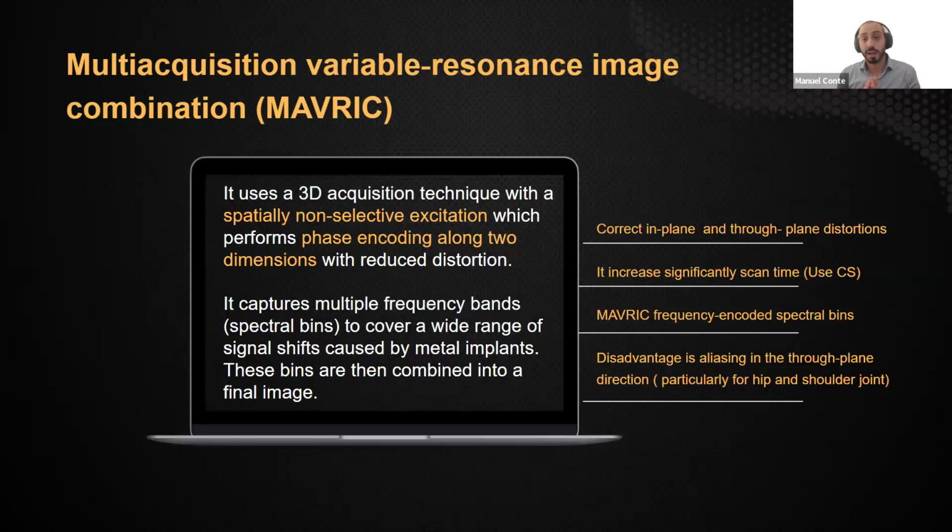MAVRIC is good because it corrects in-plane artifact and through-plane distortions. Again, it increases the scan time significantly. So again, use compressed sensing if you have it, of course. Use frequency encoding spectral bins. The disadvantage is that there is aliasing in the through-plane direction, especially for hip and shoulder joints. So it's very easy to get a wrap artifact, basically. So in this case, we need to increase the oversampling.